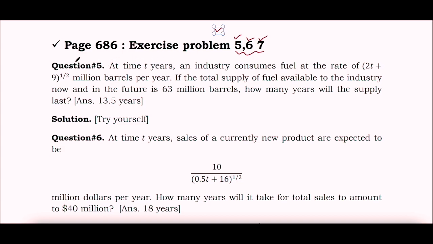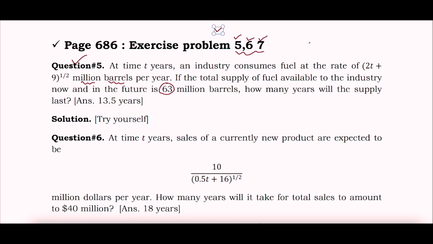So let me read the problem 5 first. At time t years, an industry consumes fuel at the rate of (2t plus 9) whole to the power half million barrels. This is in million barrels, and this is the rate function. If the total supply of fuel available to the industry now and in the future is 63 million, this is the available supply of fuel for the future. The question is, how many years will the supply last?